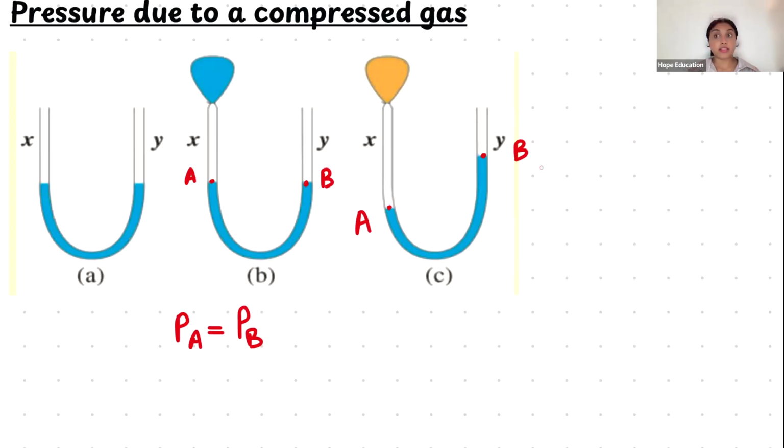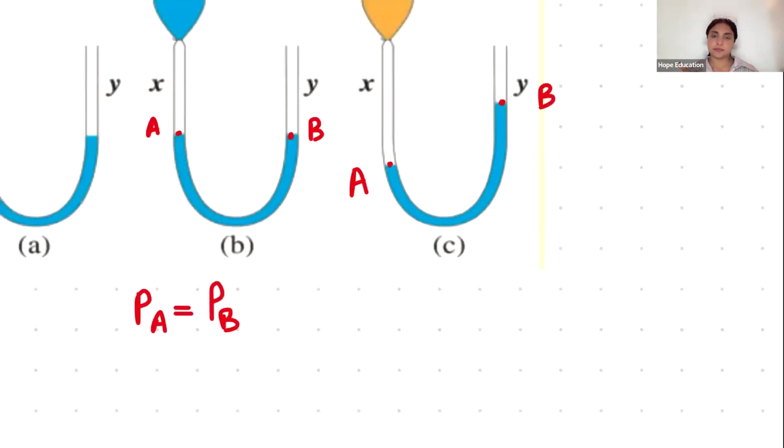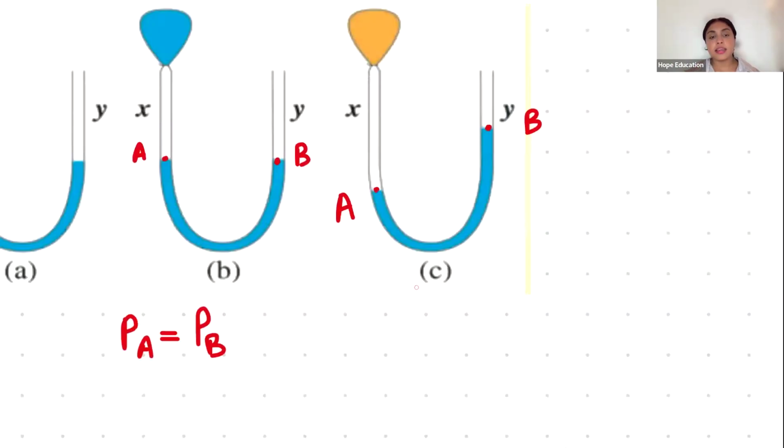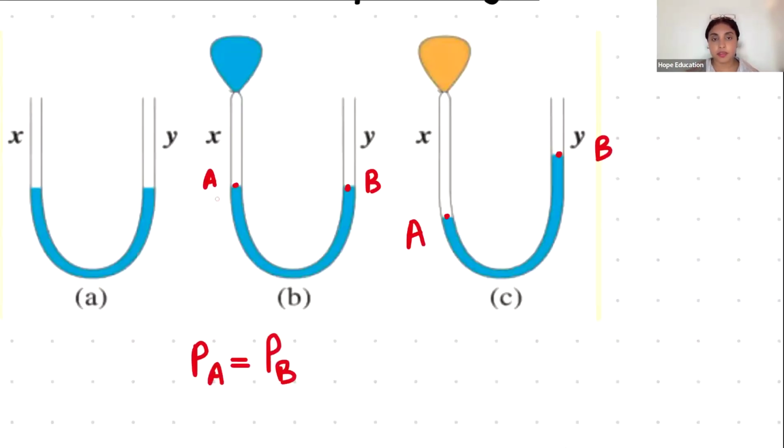Okay, great. But that is not correct. Actually, A has a higher pressure. I will tell you why. Here, A and B were at the same level, so they had the same pressure. But now A and B are not at the same level.